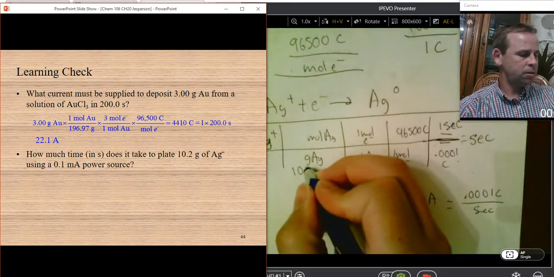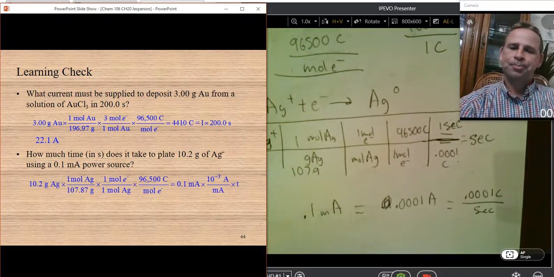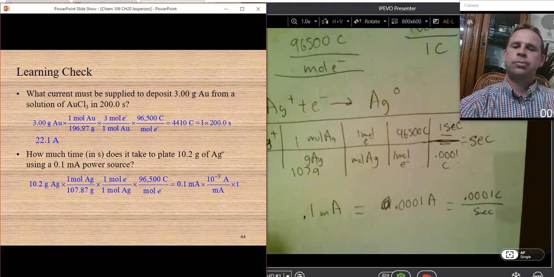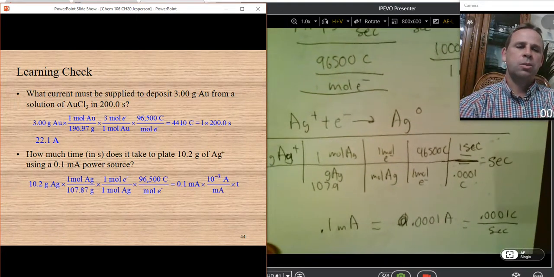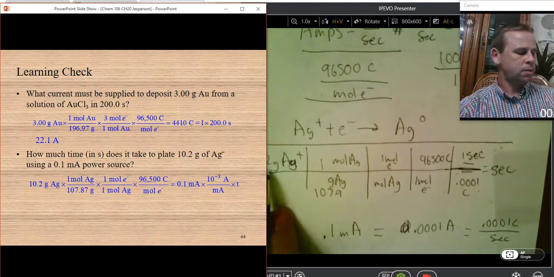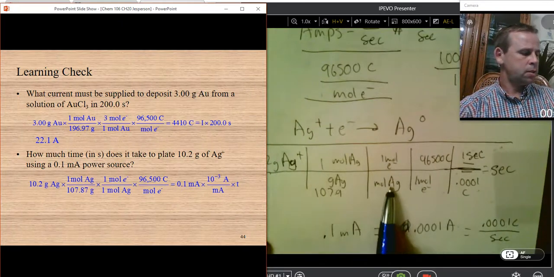I think this is 107.9 grams for every mole. So, all right, we used our dimensional analysis. This was easy here. This is not too bad.